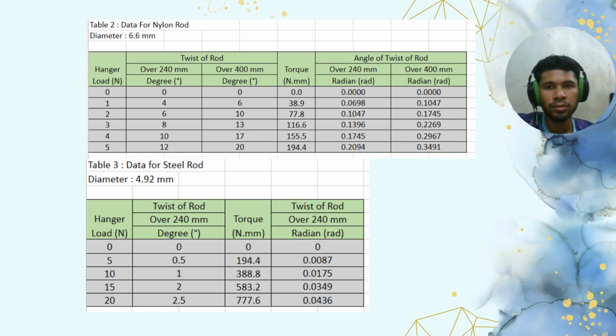Next, table 2 is the data for nylon rod and table 3 is the data for steel rod. We use the same formula for the torque, which is hanger load multiplied by 38.88 and then we get the value for the torque. Same with angle of twist of rod in radian. We multiply the degree with 0.017453 and then we get the angle of twist of rod in radian.